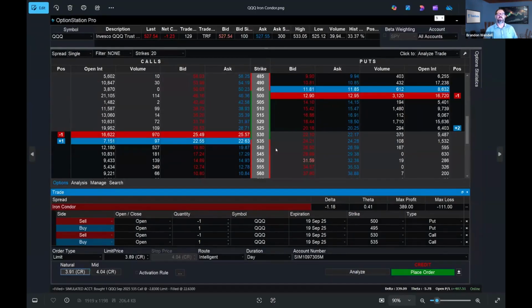With the Iron Condor, once again, I was expecting prices to start dropping, staying around 530. At the time when I put on the trade, it was at 527. And my target is around 505. I didn't expect the prices to go below that. So I put on the bear call spread and the bull put spread at the same time.